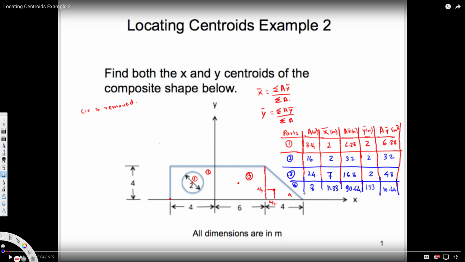Now we have calculated everything, but our purpose is to find x bar and y bar, so we have to know ax, a, and the ay. So these are the 3 columns we need: the a column, the ax column, and the ay column. So we have to add them all together and see what happens. So sigma a, let's add the a's together.